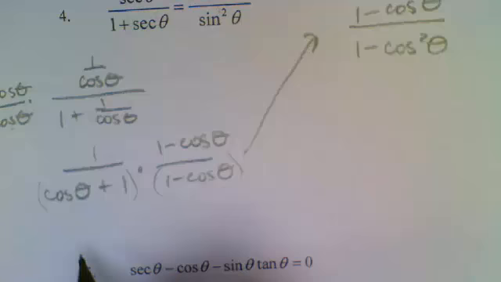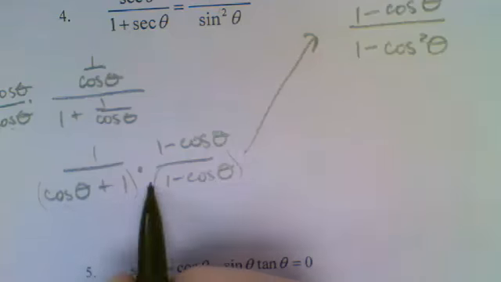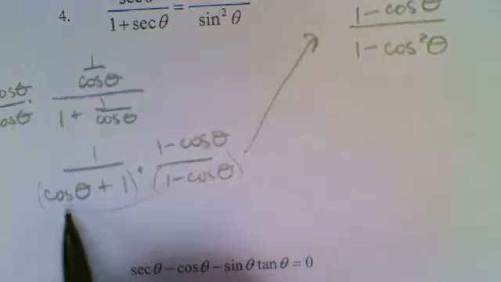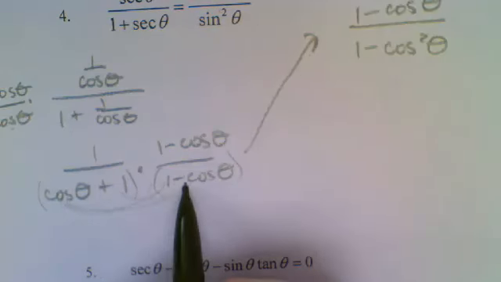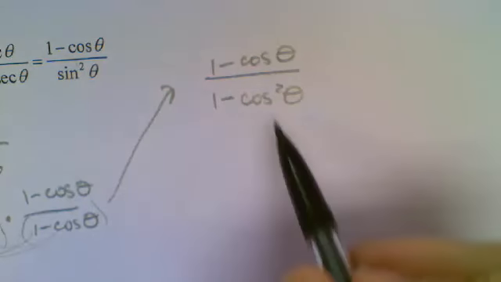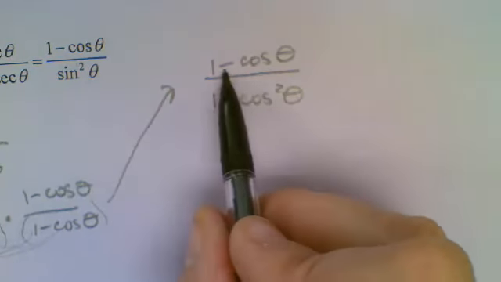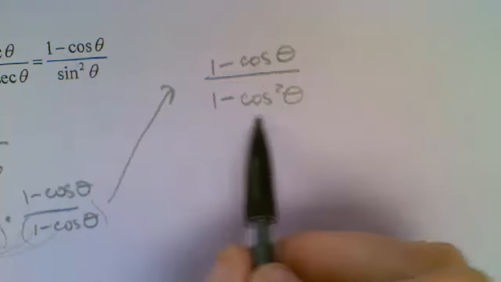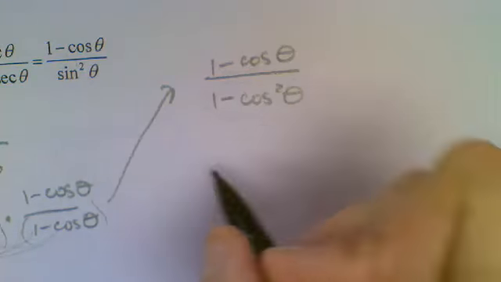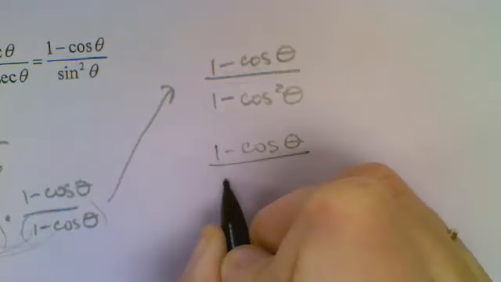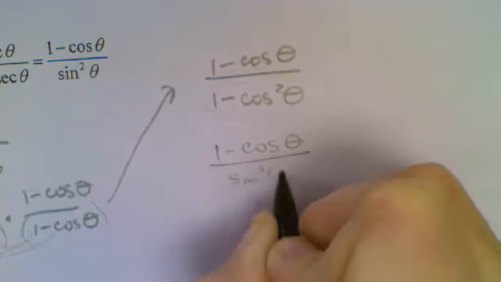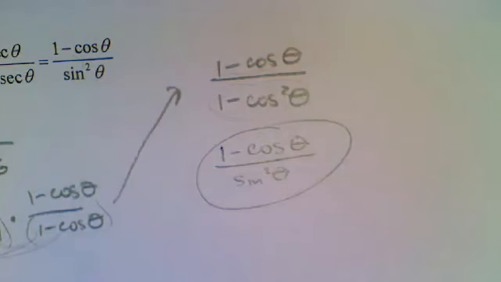Now, if you weren't sure you could do that, actually take and FOIL this out. You know, cosine times 1, cosine times negative cosine, 1 times 1, 1 times negative cosine. And you should see you get this. Then I look for this Pythagorean identity because I want to keep this on top. I want this to be sine squared, and when I think about the Pythagorean identity, it is sine squared. So now I can do the trig identity and say that that's the same thing as sine squared.